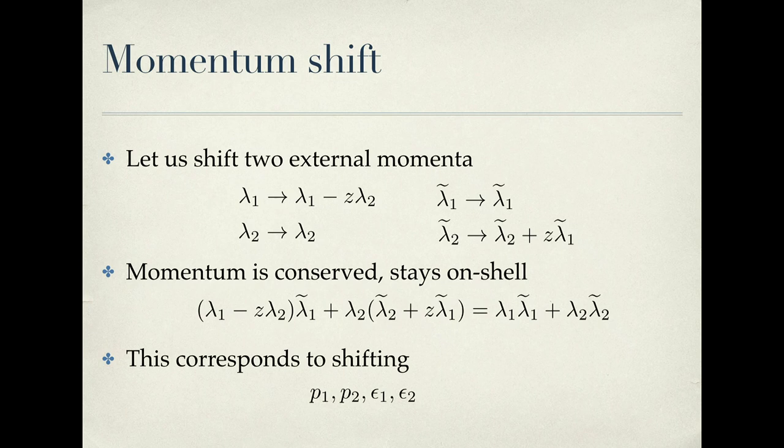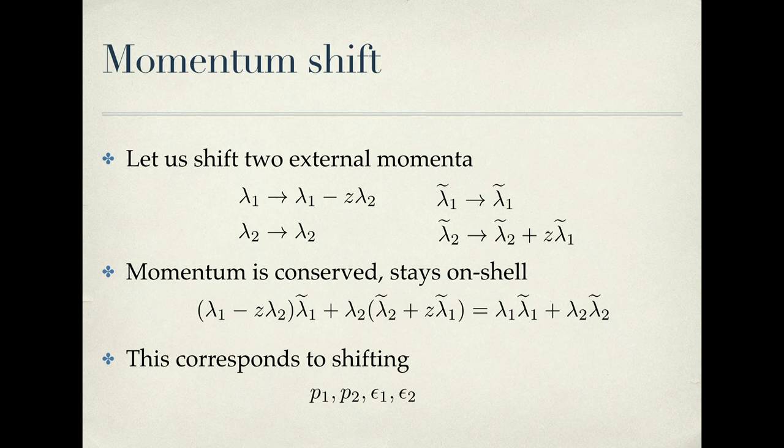The important thing is that even after this shift, the momenta are still on shell, because this is just a new lambda 1 and this is a new lambda 2 tilde. It's shifted, but if you look at the corresponding shifted momenta P1 and P2, they are still on shell.